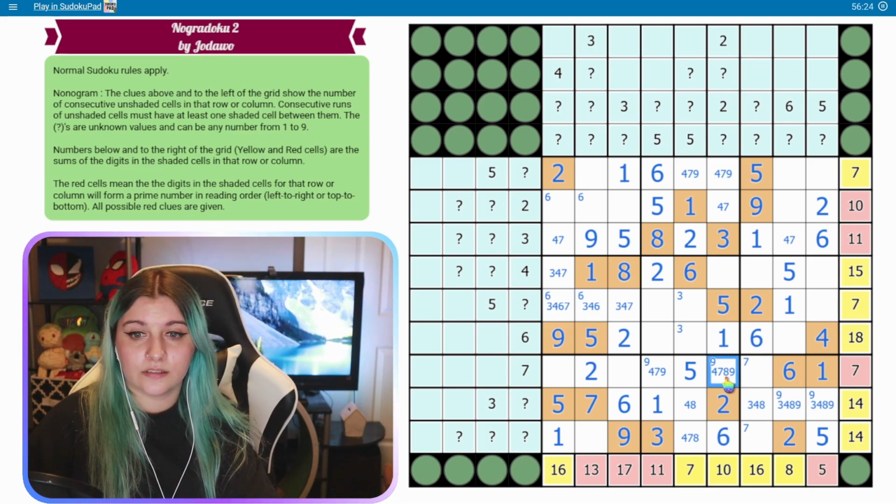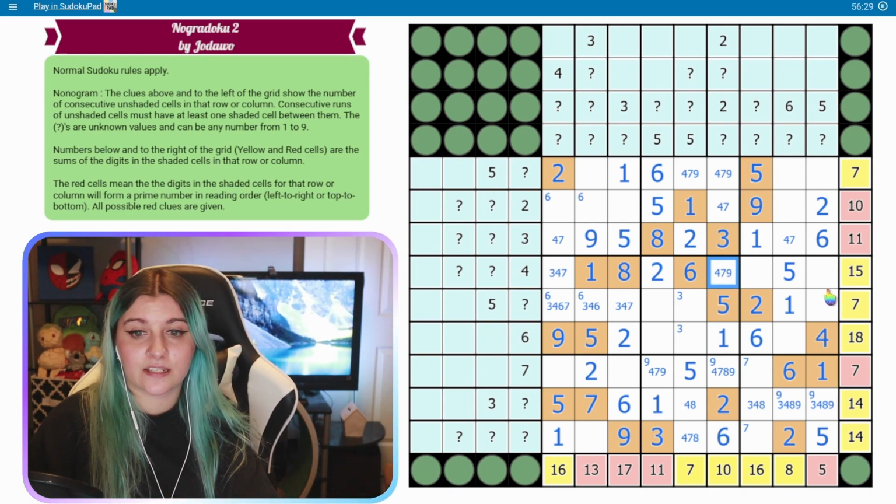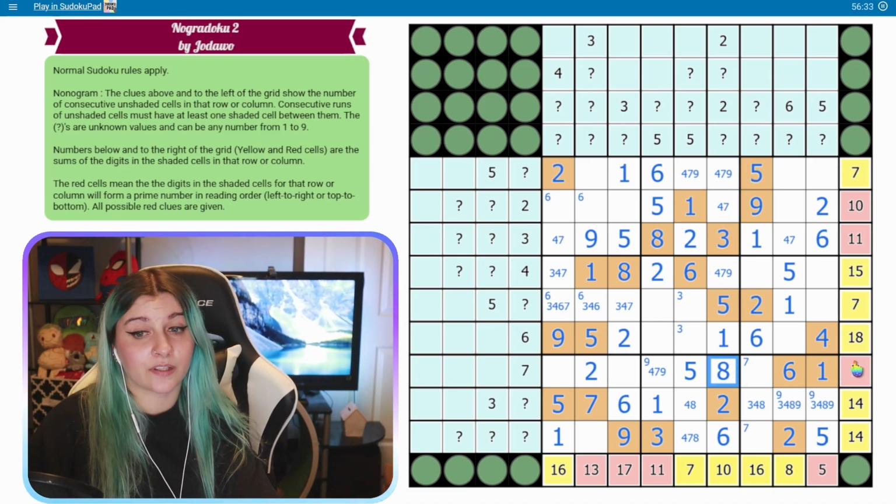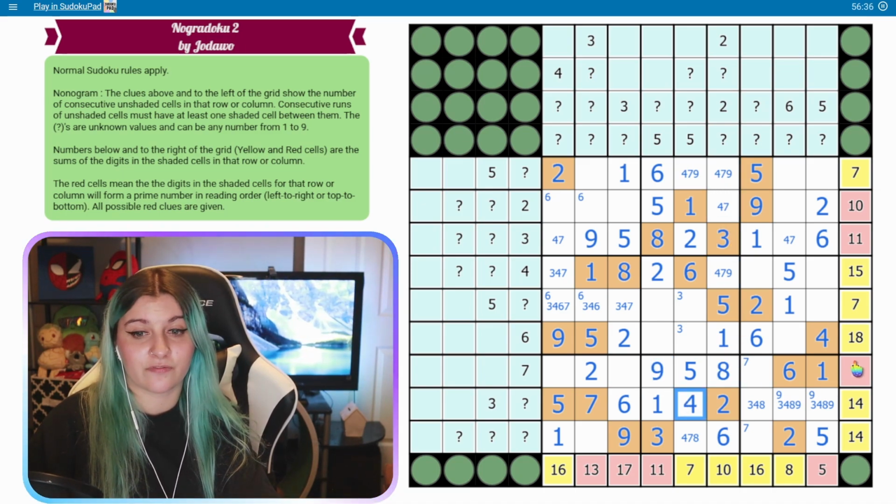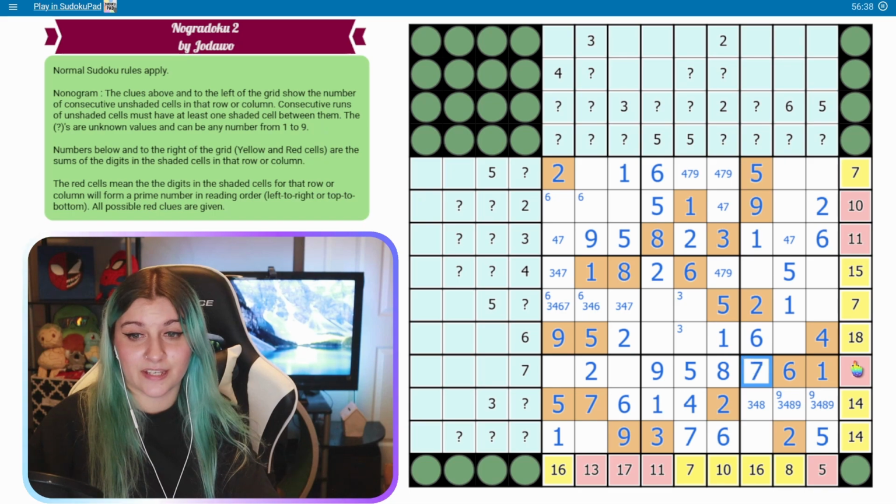Cool. 4, 7, 8, 9, 4, 6. This is a 4, 7, 8, 9. It sees an 8. But I think a 4, 7, 9 is okay. So this is the only spot 8 can go in the column. So this has to be a 9. So this becomes a 4. This becomes a 7. And I get more 7s now.